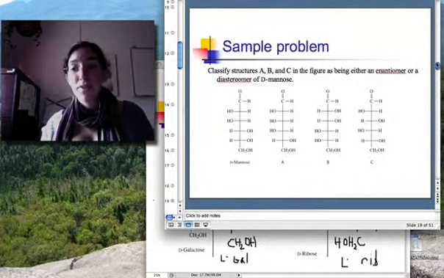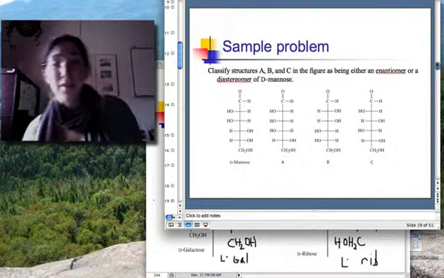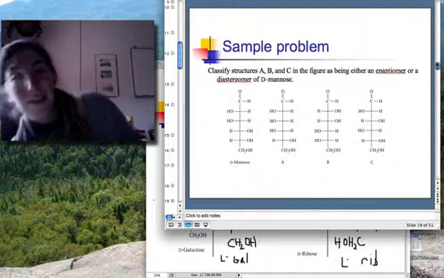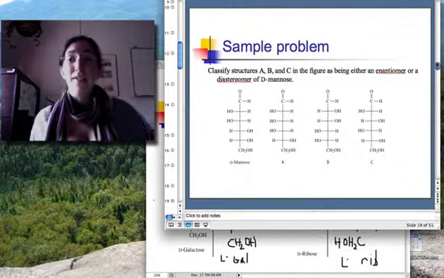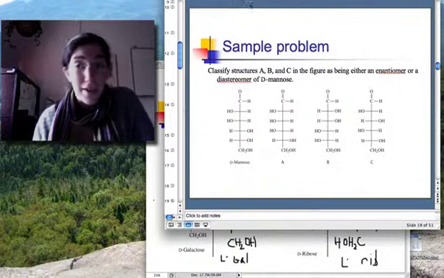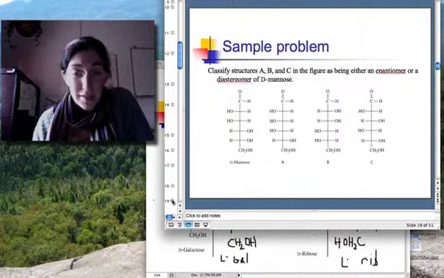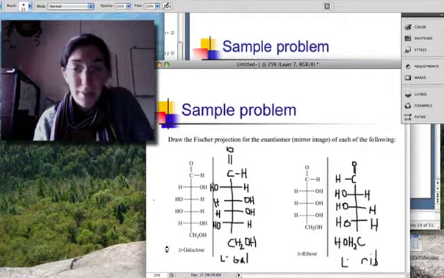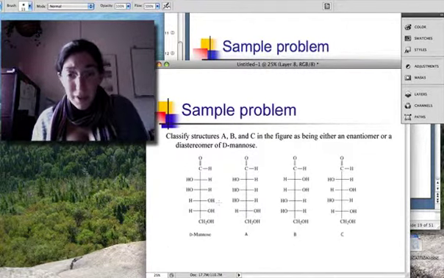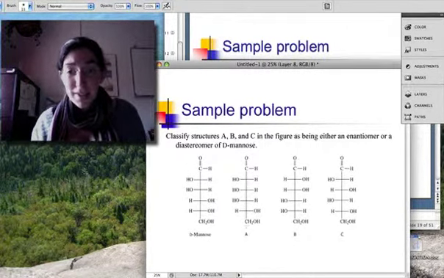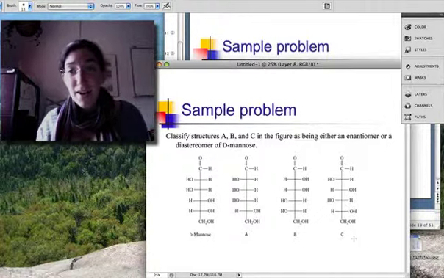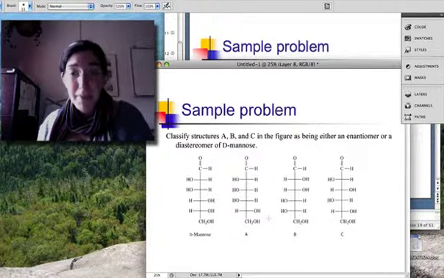So here we'll do a problem where we indicate whether the molecule is an enantiomer, a diastereomer, or an epimer. So here's D-mannose. I need to do my little copying and pasting job. All right, so we have D-mannose, and we want to determine whether A, B, and C are enantiomers, diastereomers, or epimers. So let's look here.